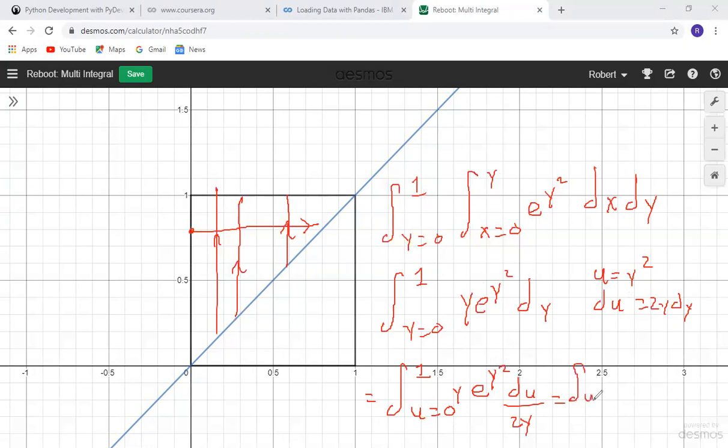So this is equal to the integral u equals 0 to 1, and y squared is u, that was the whole point there. So this is e to the u over 2 du. This is now a very basic Calc 1 integral. The antiderivative of e to the u is e to the u. So this is (e minus 1)/2. And so the value of the integral is (e minus 1)/2.